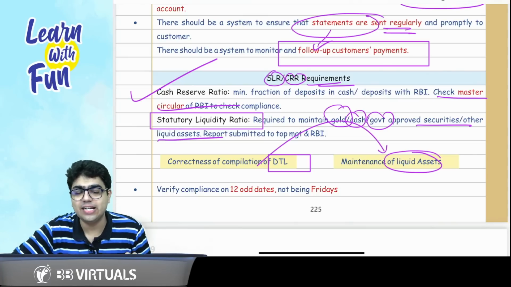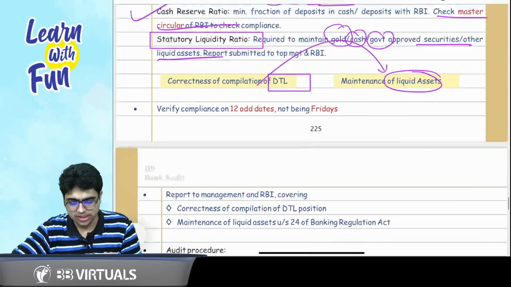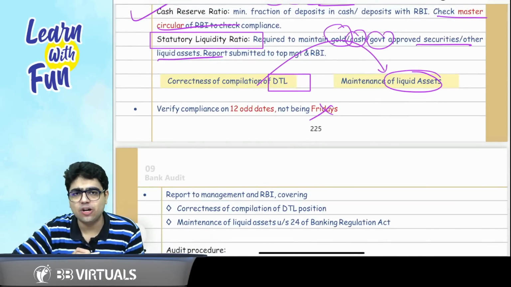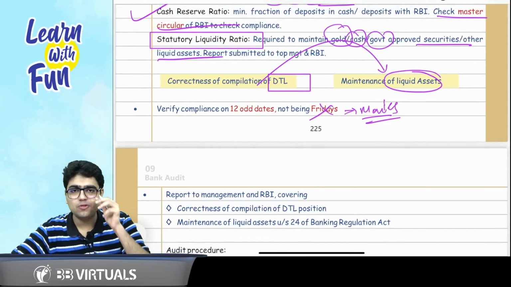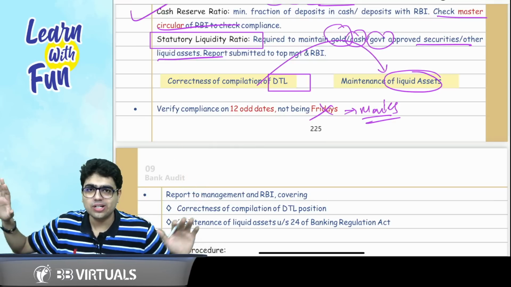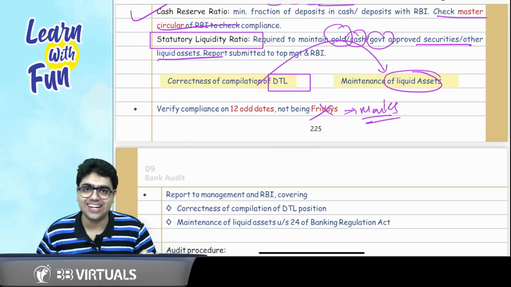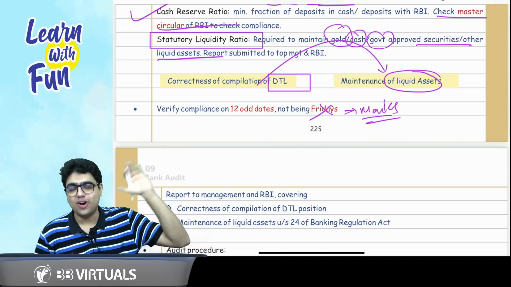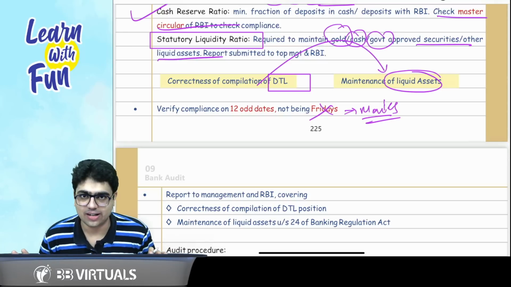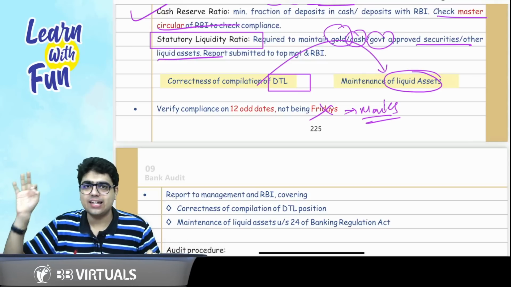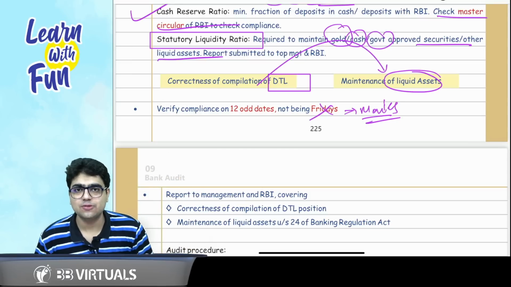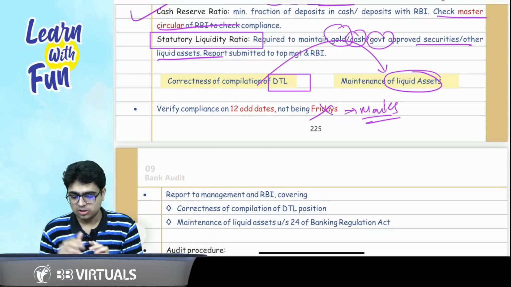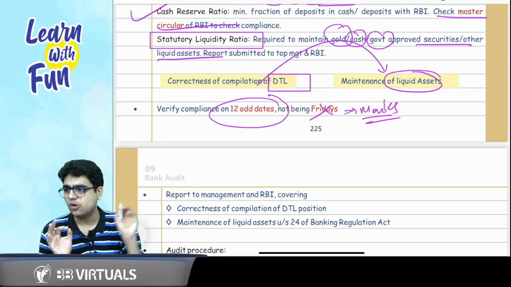this checking of SLR will take place on 12 odd dates during the year, not being Fridays. Sir, why not Fridays? Fridays are meant for movies. Fridays are meant for Bollywood, Hollywood, Tollywood, but not for SLR checking. So the reason is, on Fridays, it is actually checked at the head office. On Fridays, the SLR requirement is already checked at the head office. So it's better to check on the other days for checking any non-compliance. So verify on 12 odd dates which are not Fridays.